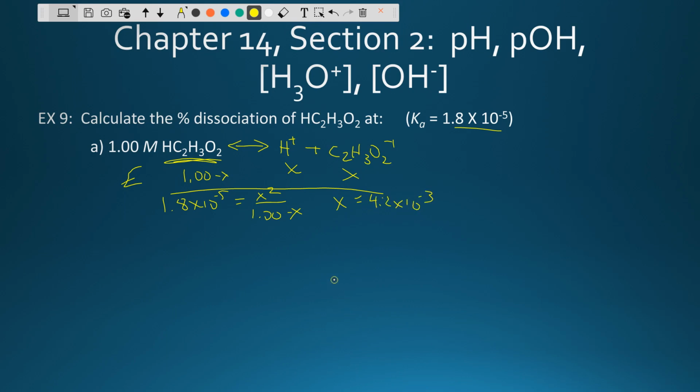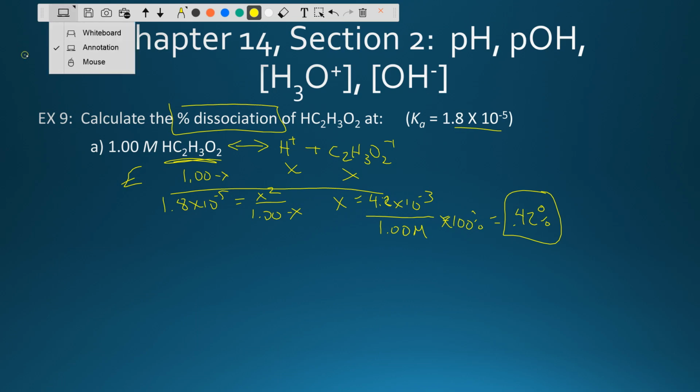Now to figure out my percent dissociation, it's again just putting it to the test to see if it passes the 5% rule. I put that over the original concentration of 1 and multiply by 100%, and so I'll end up with a 0.42% dissociation. So it's not going to dissociate very much at all if it's a 1 molar solution.